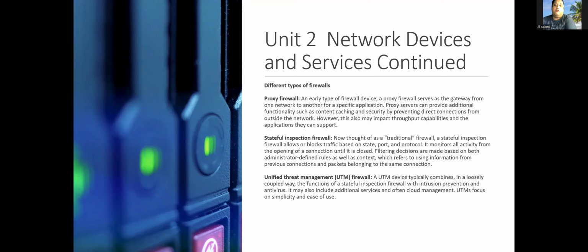So, Unified Threat Management Firewall, UTM. These are now cloud-based, essentially, software as a service, that kind of thing. A UTM device typically combines in a loosely coupled way the function of a stateful inspection firewall, so it takes this guy, an intrusion prevention system. So that's more of a security software thing, and also security as a service, which is also SaaS, right? Software as a service. And antivirus. So it does 3 jobs. It does the job of this guy. It provides intrusion prevention and antivirus. Pretty neat, but that can be overbearing to configure too.